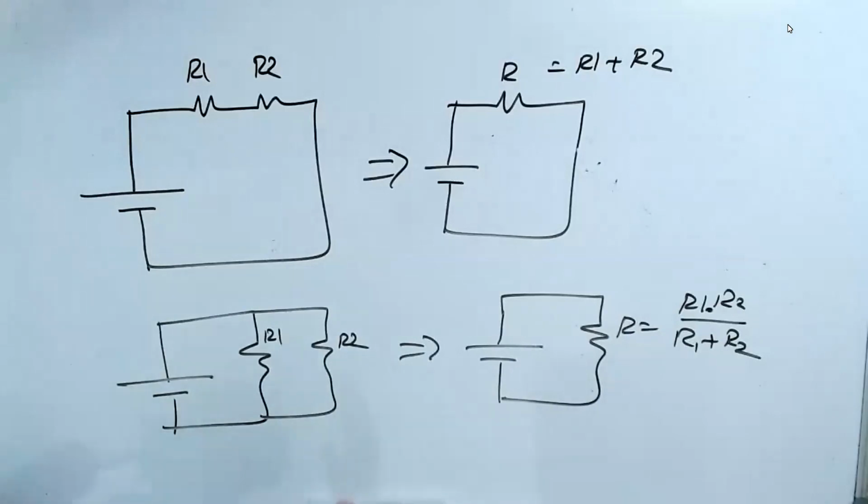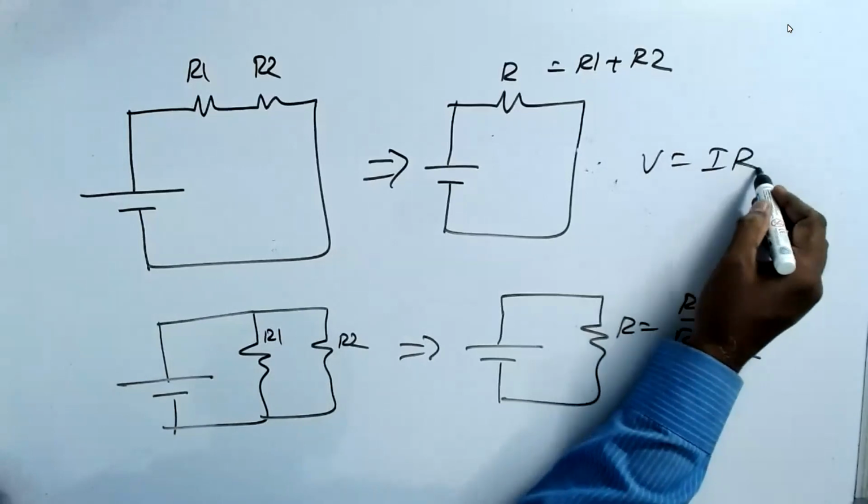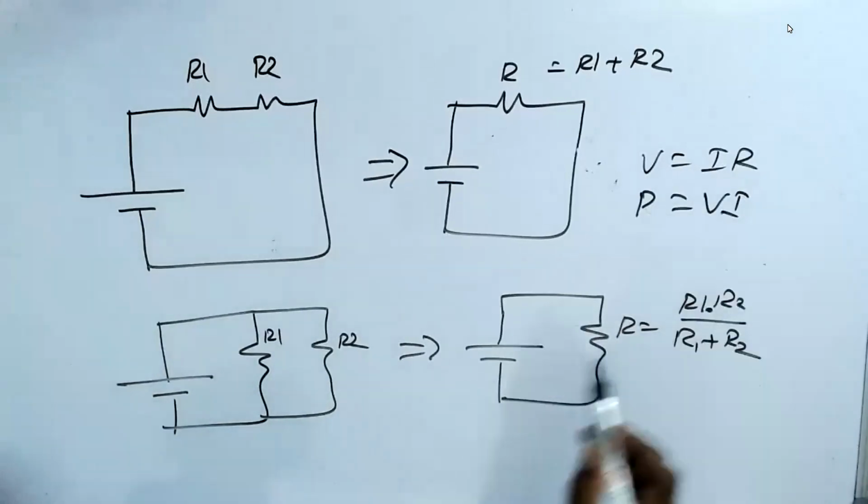If you are able to do these two formulas, enough. That is, totally we have to remember V is equal to IR, P is equal to VI, and these two.